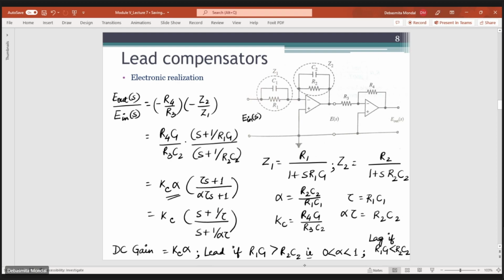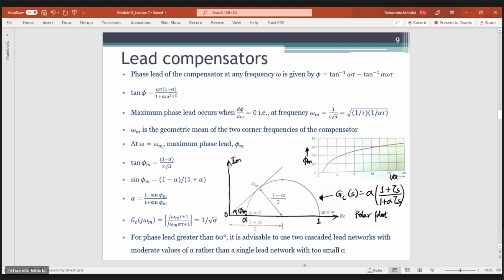Now, as I have already told, the phase lead of the compensator at a given frequency, phi, is given by tan inverse of omega tau minus tan inverse of alpha omega tau, right? So from here you can write tan of phi as given by this term. Now we want to find out the maximum phase lead which can be provided by this lead network. The maximum phase lead will occur when d phi d omega is equal to 0, and for this condition to be satisfied, this happens at omega m equal to 1 by tau root alpha.